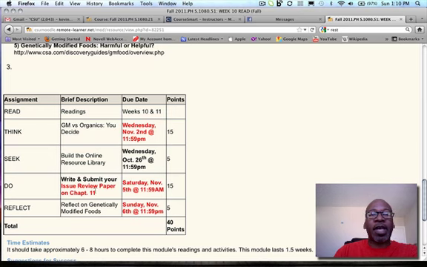Then, of course, your Do assignment, that's your typical paper, that's going to be due next Saturday. Next Saturday. I have to go double check that. That's right. It's due next Saturday, November the 5th. So you've got almost this week and next week, because you're going to spend about a week and a half doing your Think assignment. So I'm giving you 2 weeks to do this. So ease up into it.